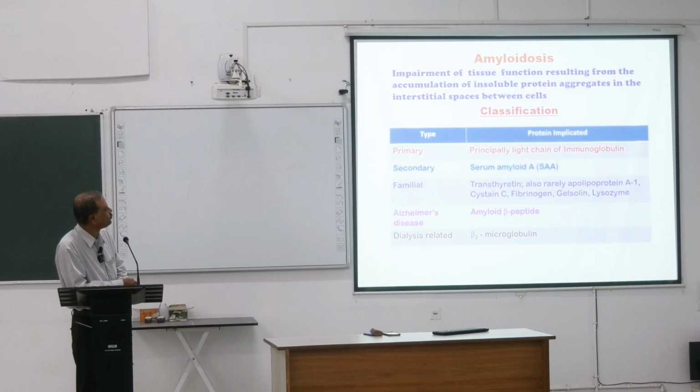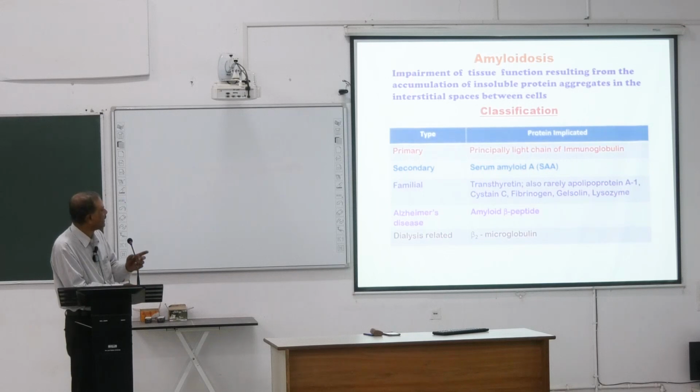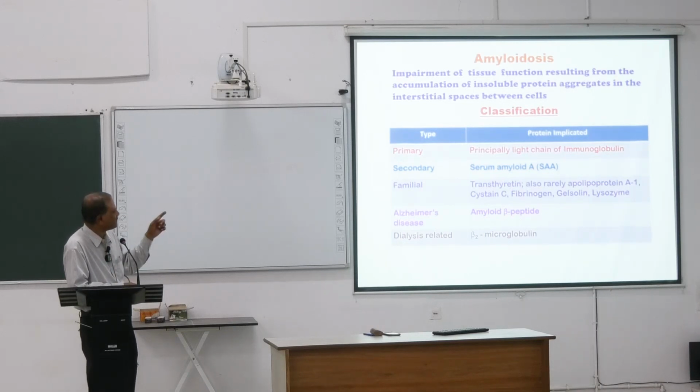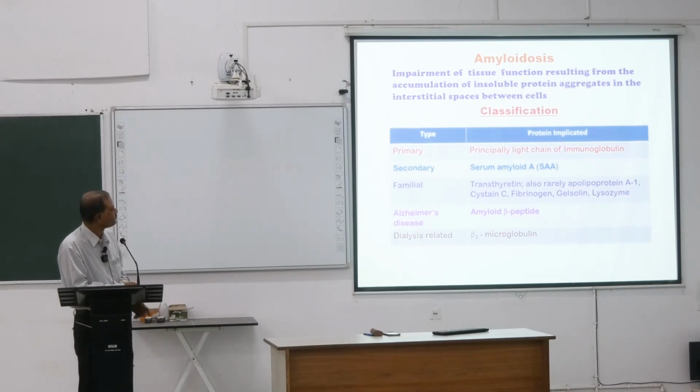It is the impairment of tissue function resulting from accumulation of insoluble protein precipitate in the interstitial spaces between cells. There will be several abnormal proteins, and that will be precipitated. One thing you remember at least, one is the primary part. There is a classification, but primary is primary light chain immunoglobulin, which is synthesized and deposited in the interstitial space, and that causes amyloidosis.